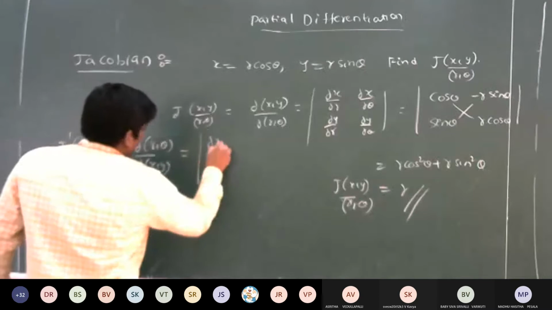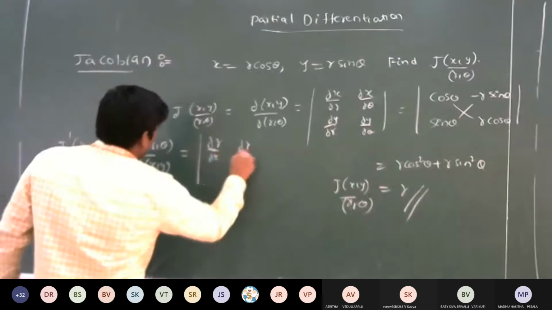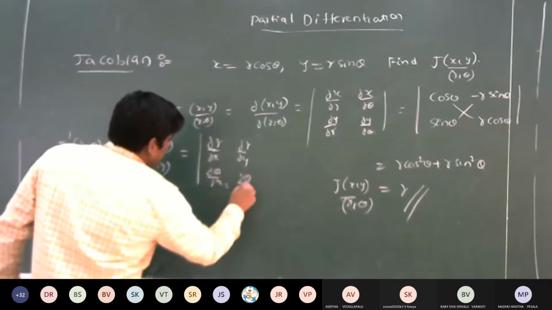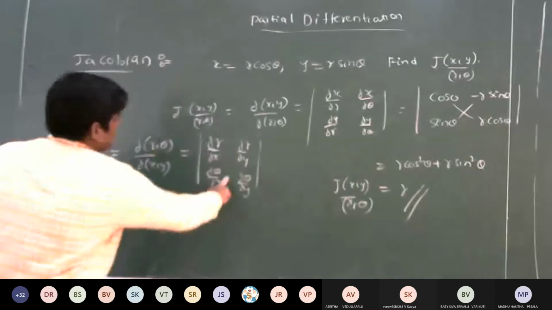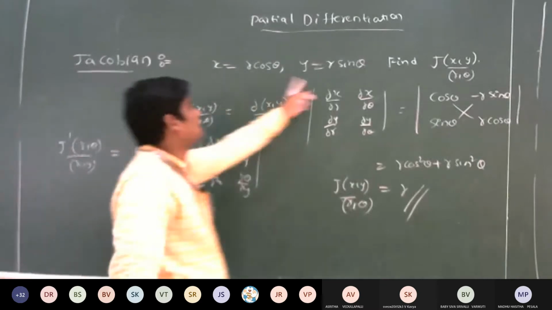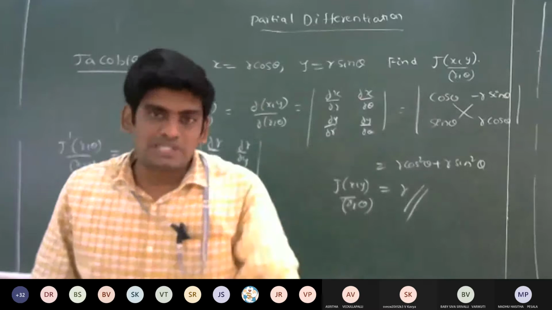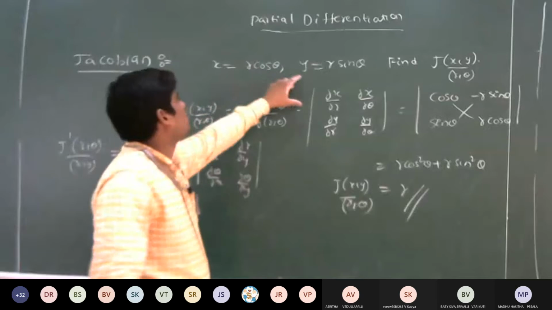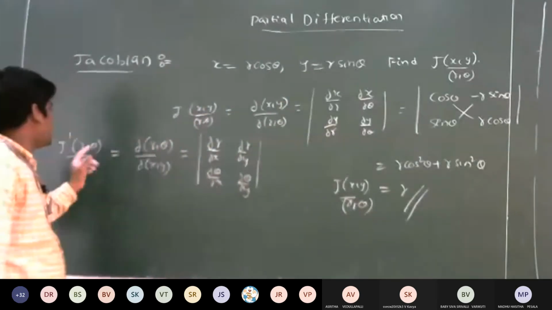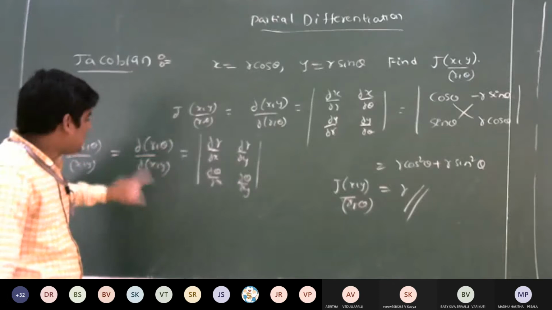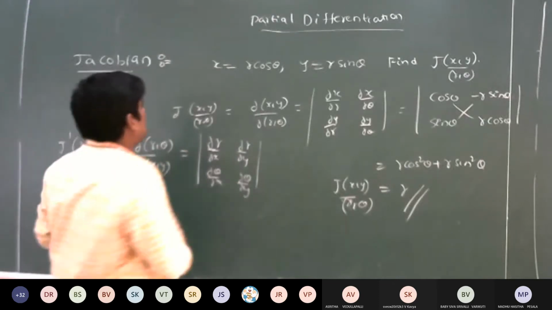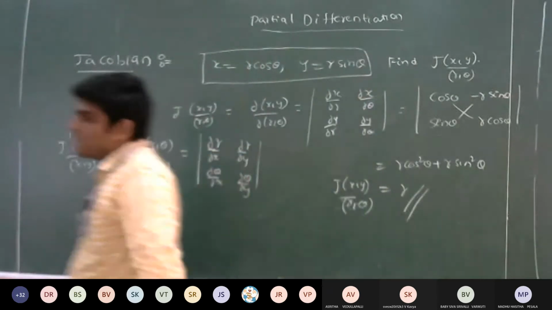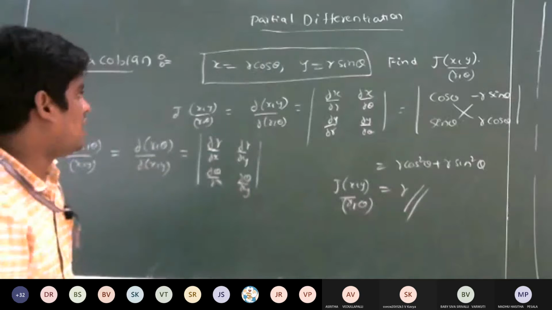So this is nothing but dou r by dou x, next one dou r by dou y, dou theta by dou x, next one dou theta by dou y. So that means you can convert the variables r comma theta into x comma y. Originally x comma y are in terms of r comma theta, but for this calculation the dependent variables are r comma theta and the independent variables are x comma y. So that means you can change r comma theta in terms of x comma y.